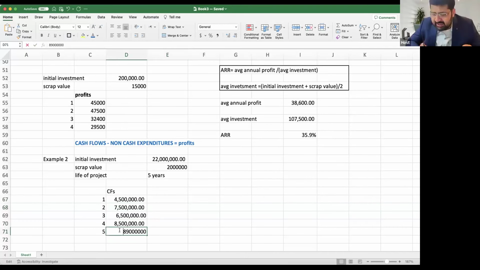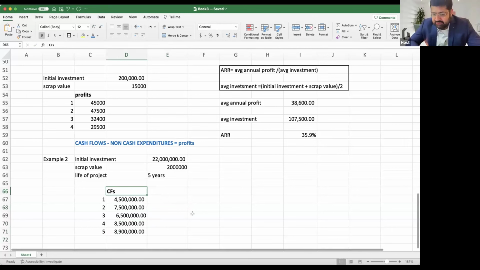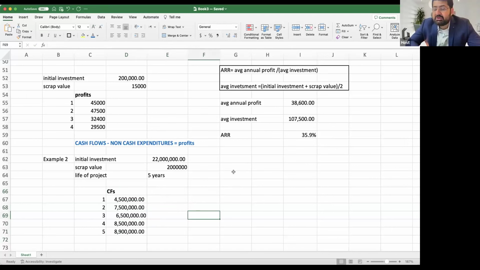You will get this Excel sheet. I will provide it to you, don't you worry. So these are the cash flows of the project, including all the cash flows. We need to calculate ARR, and in order to calculate ARR, we need profits. This is the formula we will utilize.